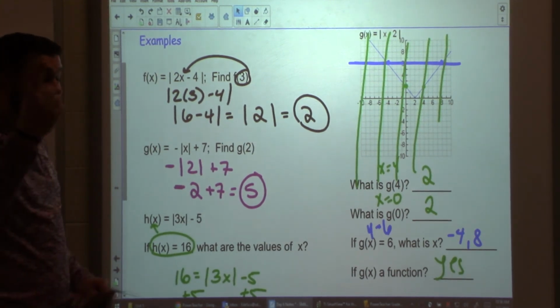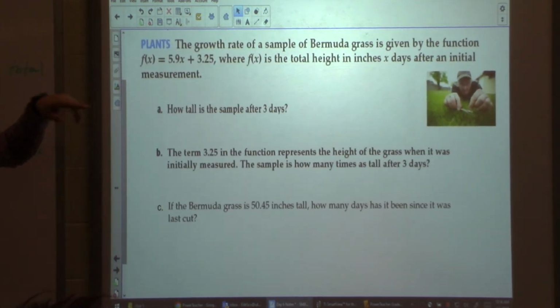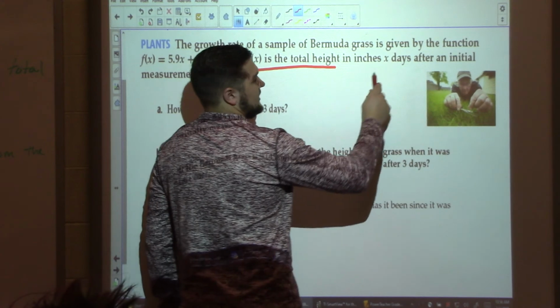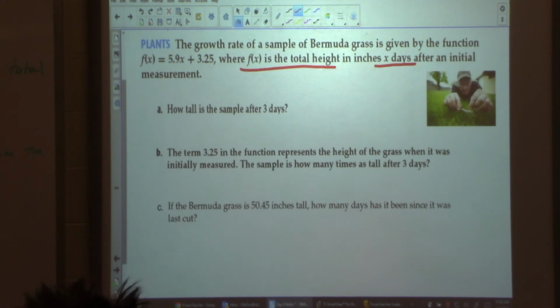Okay, we have one problem left. Real world example. So we're talking about the growth rate of Bermuda grass, given by the function 5.9x plus 3.25, where f of x is the total height, that might be important, in inches, x days after initial measurement. So f of x represents our total height, x equals the number of days. How tall is the sample after 3 days?